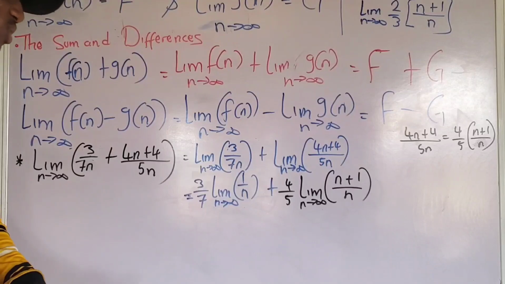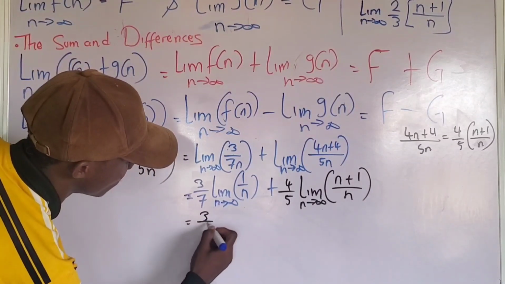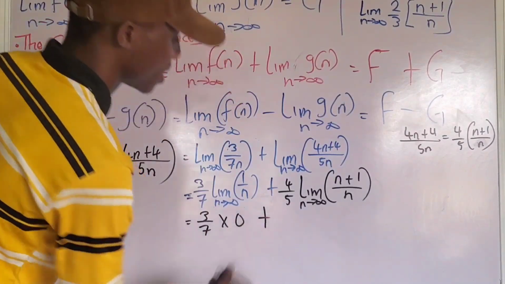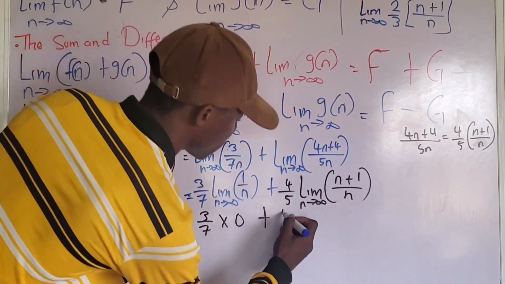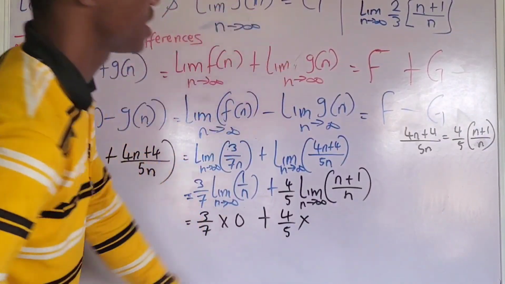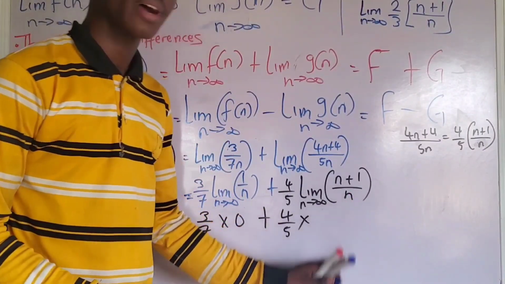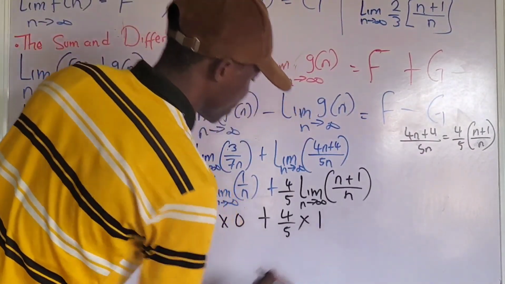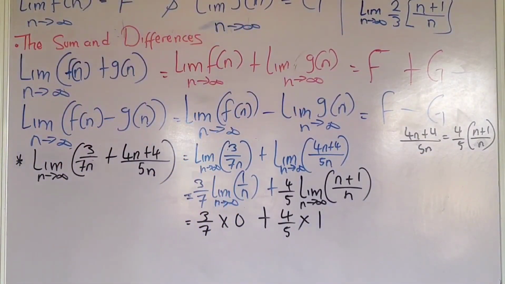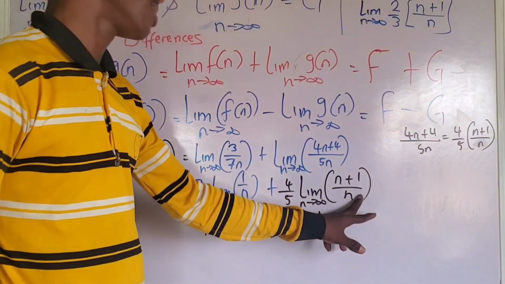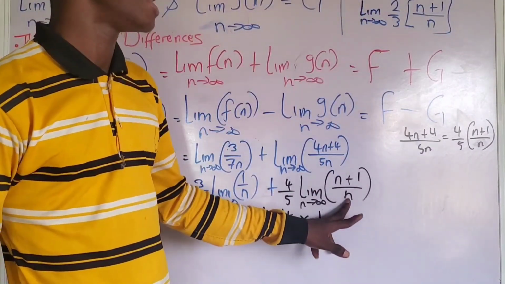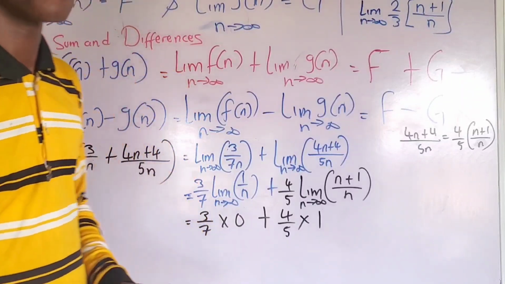You understand? Okay? So I'm going to have here 3 over 7 multiplied by 0. Okay? 3 over 7 multiplied by 0 plus. Now, we're going to have 4 over 5 multiplied by. Now, if we take the limit of n plus 1 all over n as n tends to infinity, you're going to have 1. You understand? So I'm going to have this multiplied by 1. Okay? And if you are not sure, you can take the limit by yourself. To take the limit of a function that looks like this, all you have to do is just divide both the numerator and the denominator by n, just like what we did in the previous example.